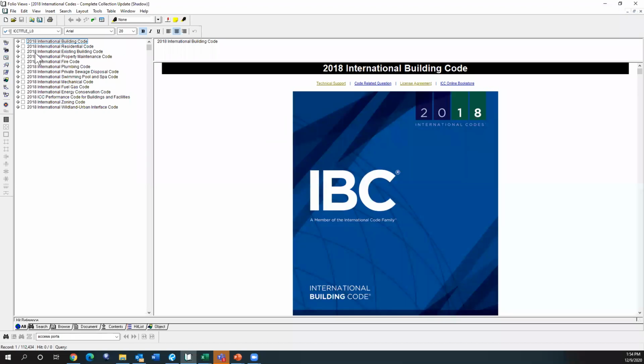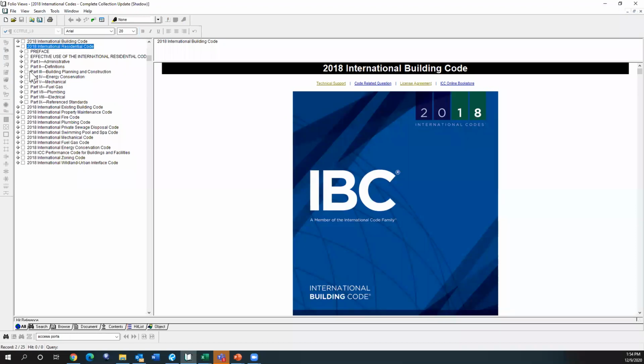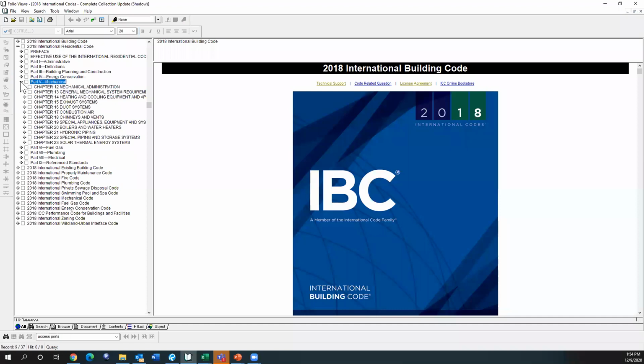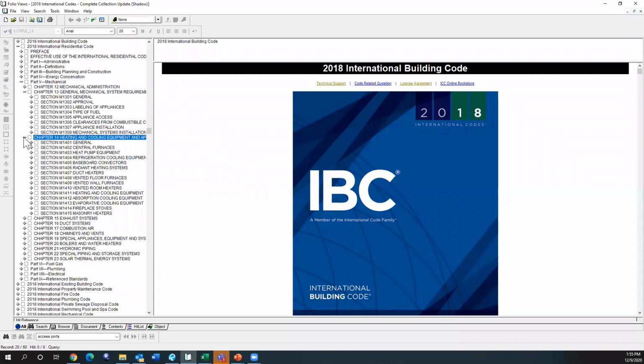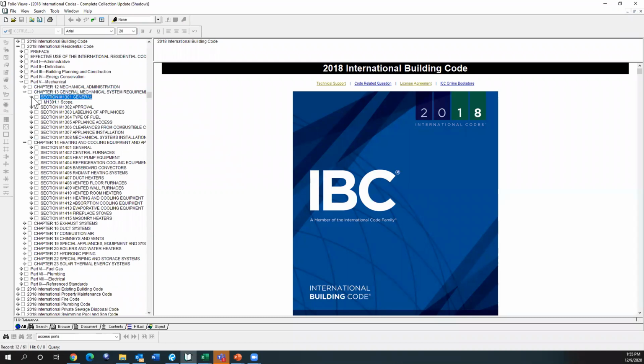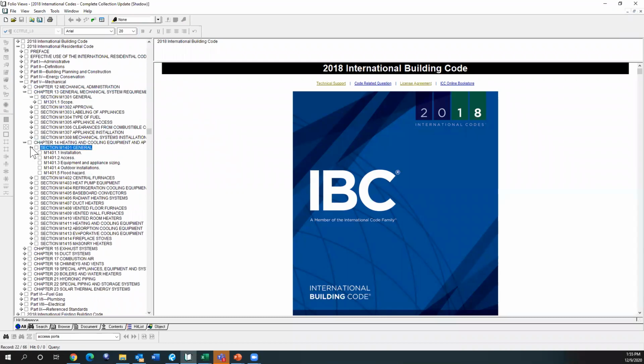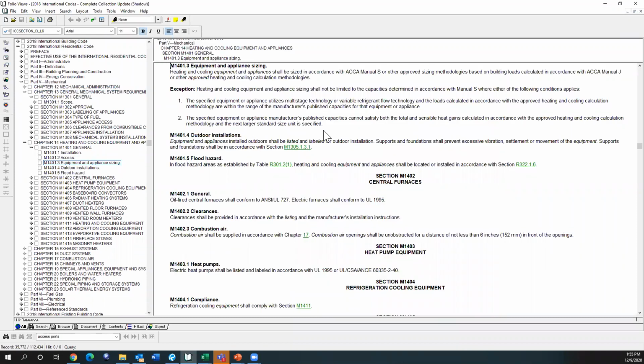Let's see. So we're going to get into the residential code. We're going to go into mechanical heating, cooling, general. I think it's going to be in general. Equipment sizing. All right. So theoretically, you can see the code on my screen. Let's see. Yeah, so here it is.